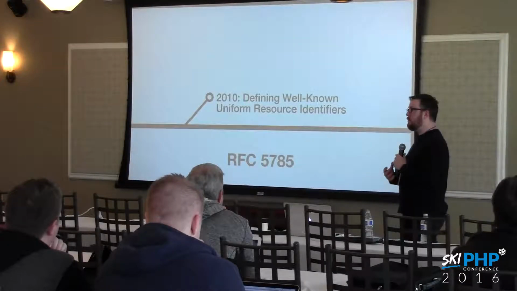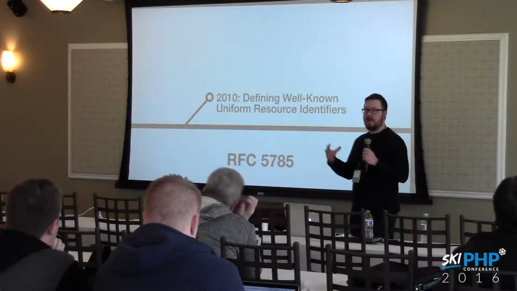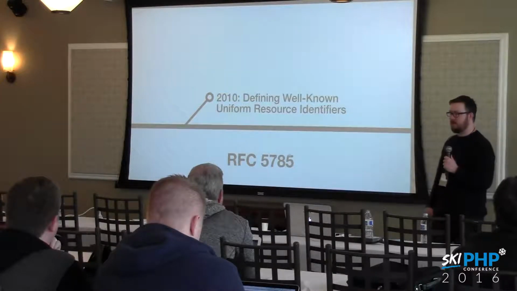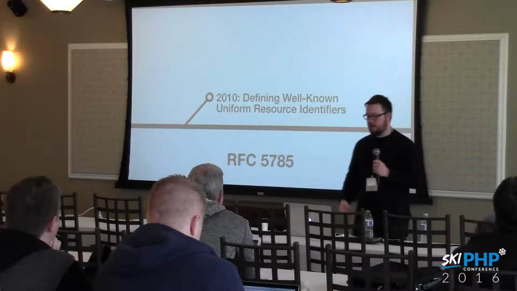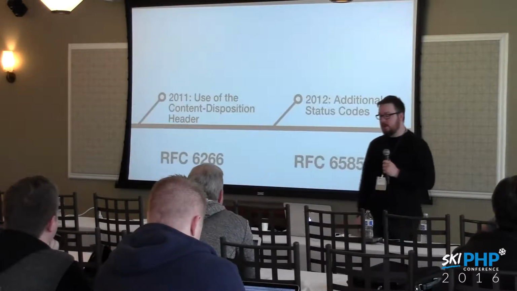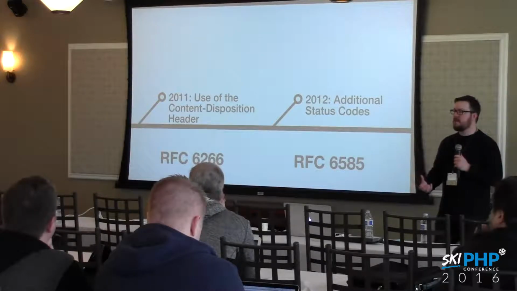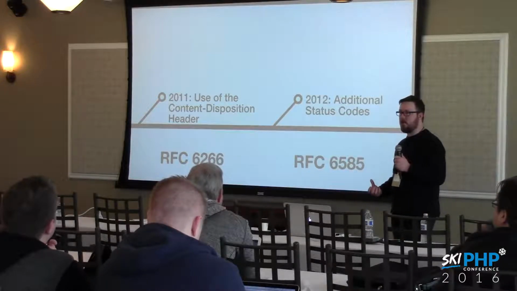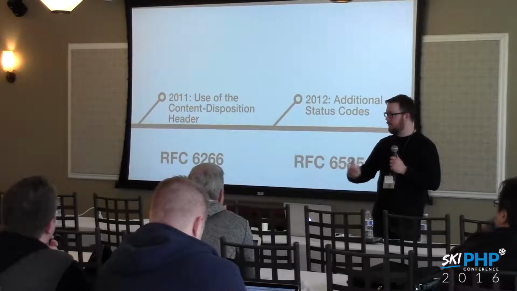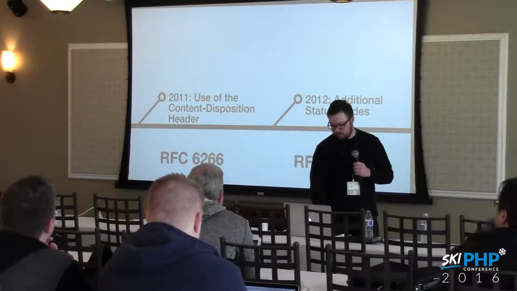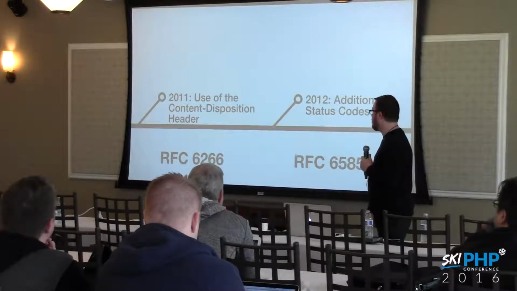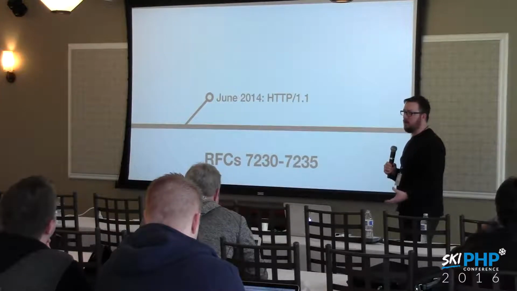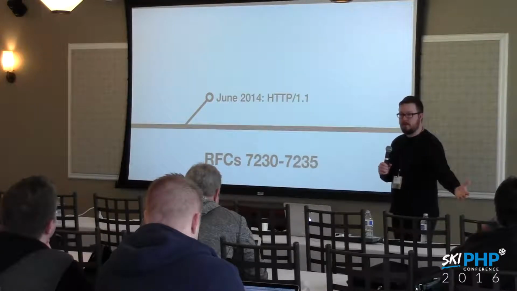In 2010, we start seeing more things picking up in the HTTP realm. A new RFC comes out that's about defining well-known uniform resource identifiers. And I'm skipping over a few things in between. Then in 2011, we have an RFC that refines and clarifies how to use the Content-Disposition header. The Content-Disposition header is that one where you can prompt a file download with a file name and so forth. And then in 2012, we have some additional status codes added. So as you can see, HTTP is not static, it's not dead, it's moving along. But no one is updating the old one.